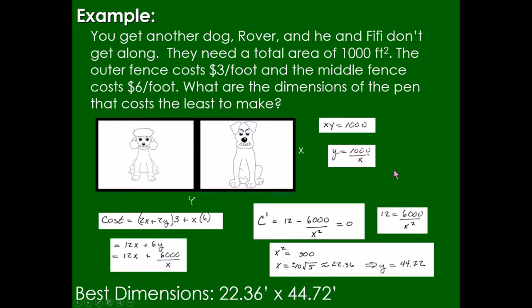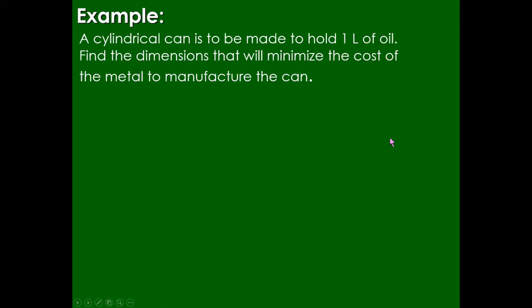Now, next, okay, so I think we've done all the fence problems. Next question. Suppose we want to make a cylindrical can, and it has to hold 100 liters of oil. I want to find the dimensions that will minimize the cost of the metal to manufacture the can, which means I want to minimize the surface area of the can.